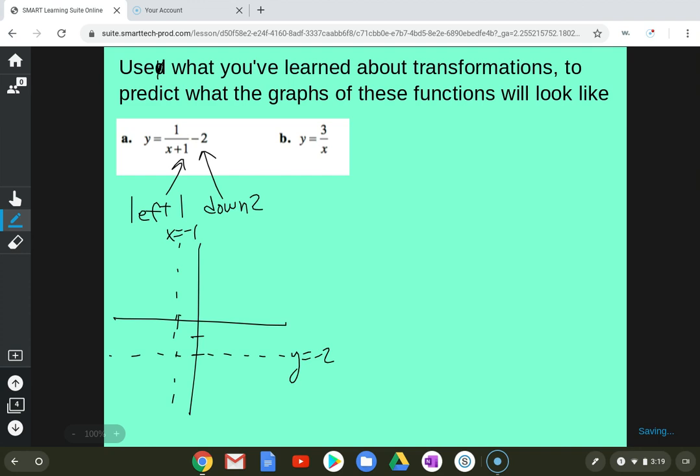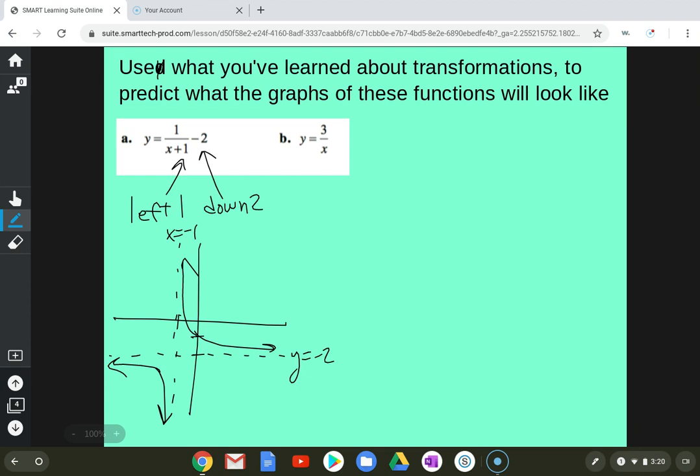So we've taken our vertical asymptote and shifted it to the left 1, and our horizontal asymptote and shifted it down 2. And now we can draw the exact same shape of the function. There were no dilating factors or anything like that, and you end up with a lovely graph.